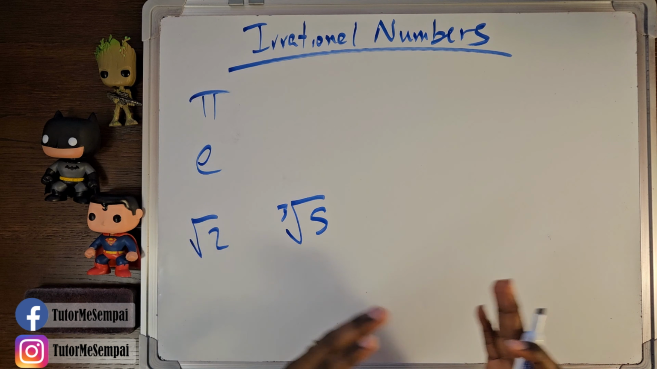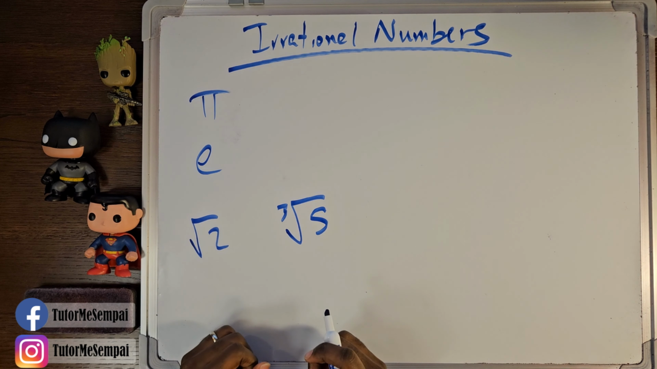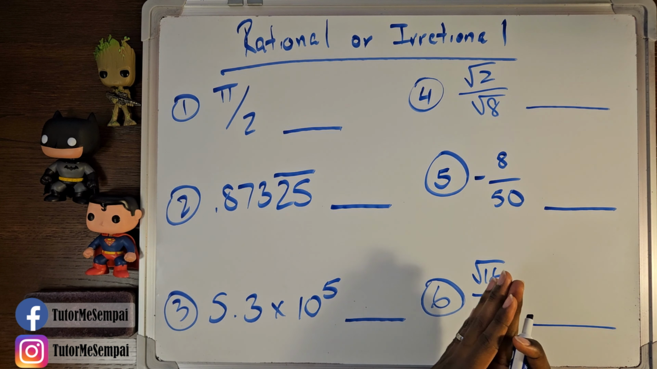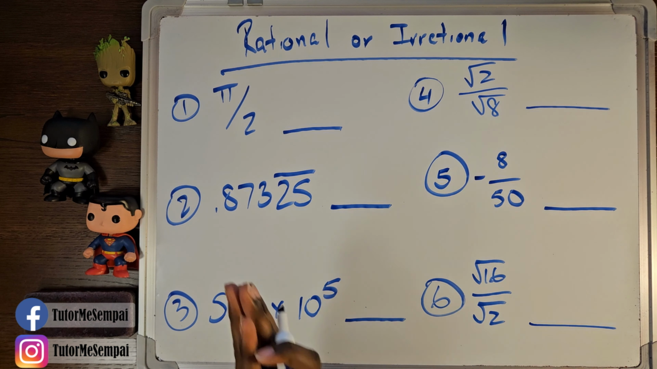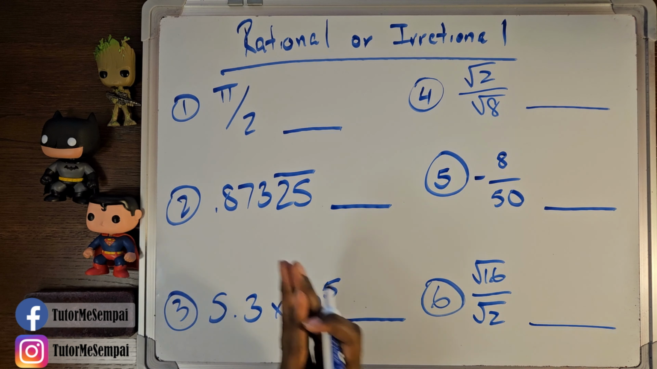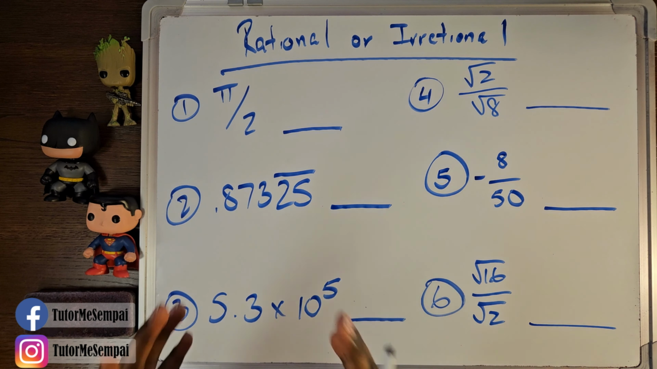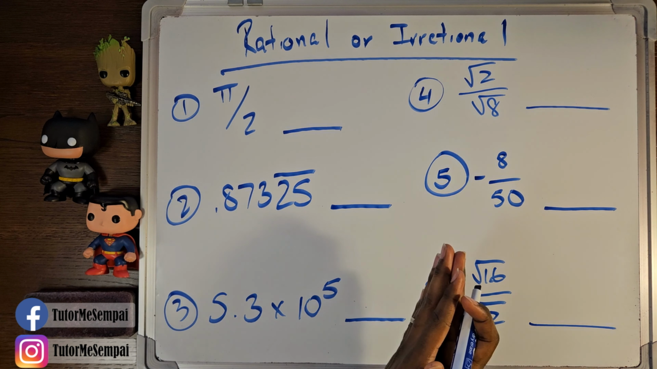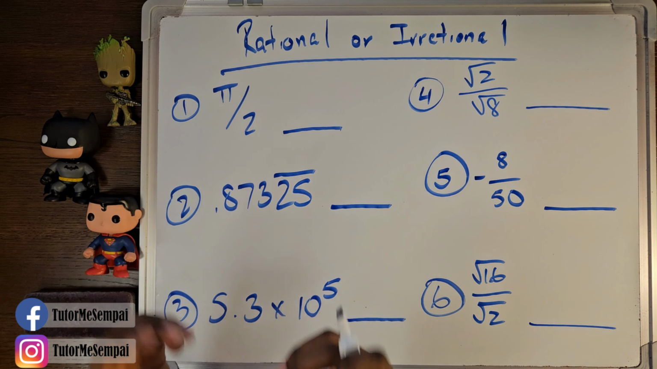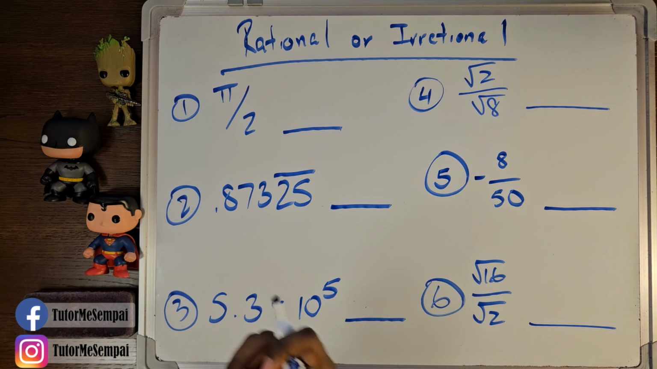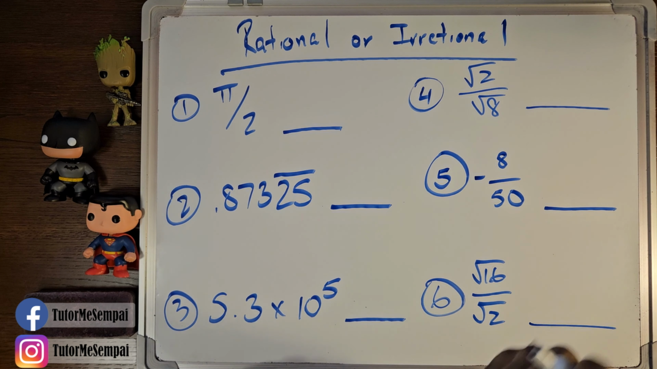So let's move on to a couple of examples to really drive this point home. Here we have a couple of examples in which we're trying to figure out, is it rational or is it going to be irrational? So we're going to simply write an R for rational or an I for irrational. So our very first example, is it going to be rational or irrational? We have pi over 2.